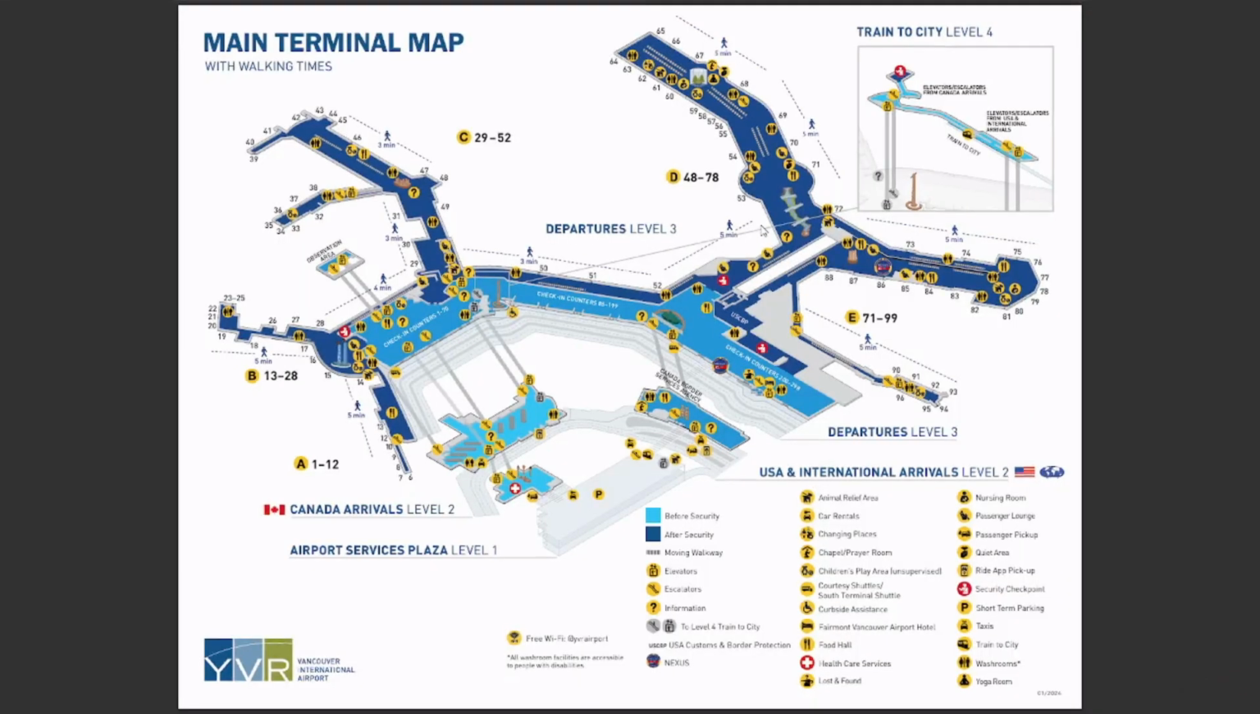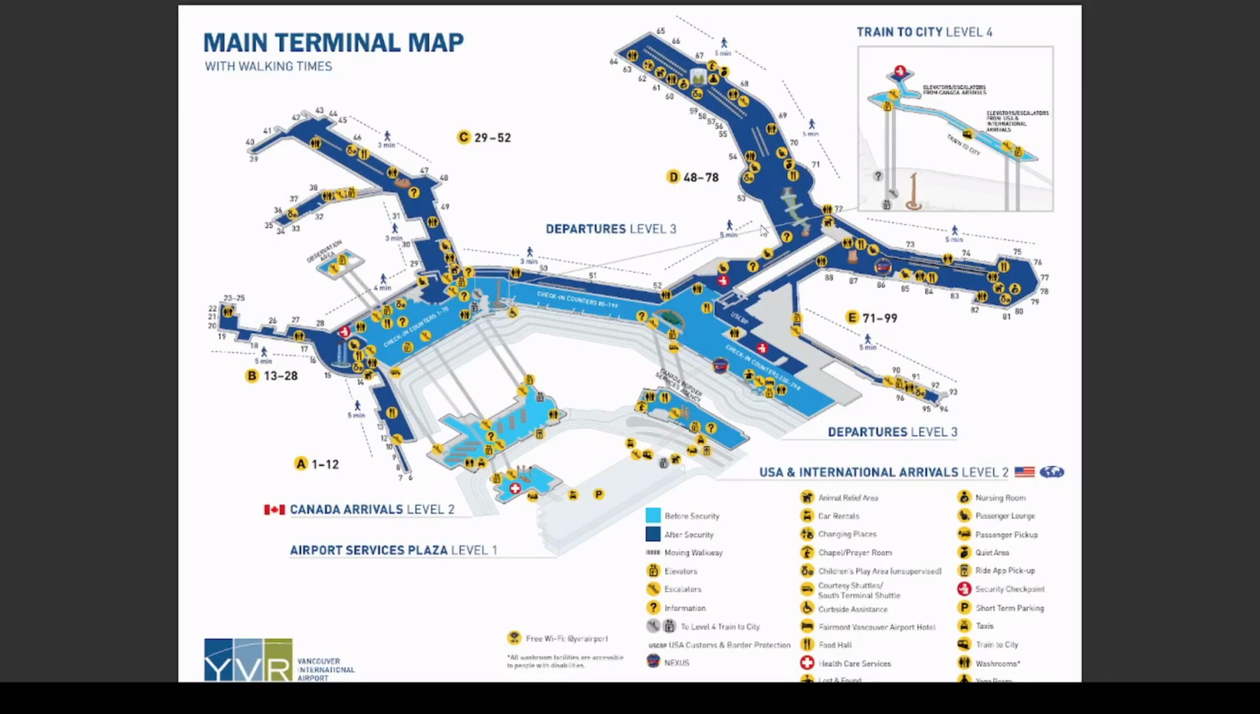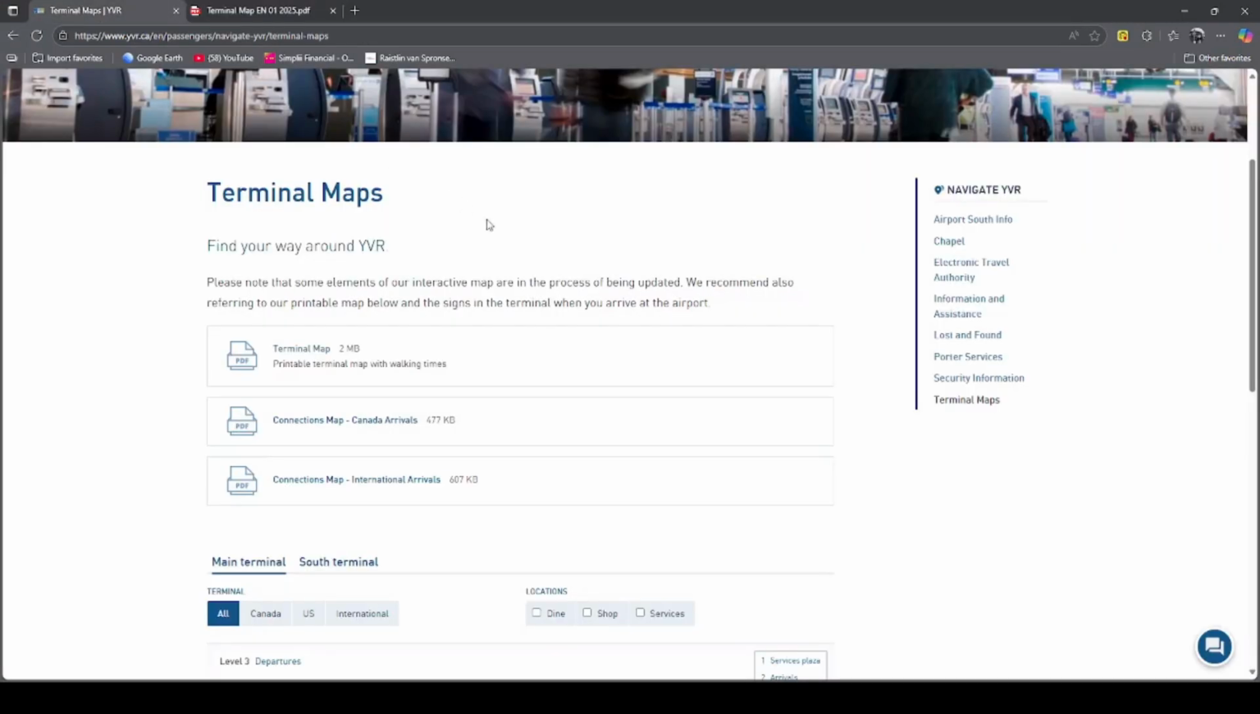Now again, every airport is going to have it differently. This is Vancouver. This is the airport I fly to all the time. So those are just a couple options for finding the public transportation information and then finding a terminal map, which will help you with your travels.